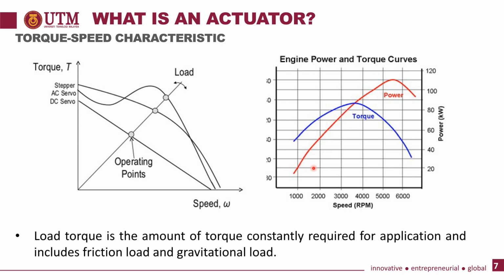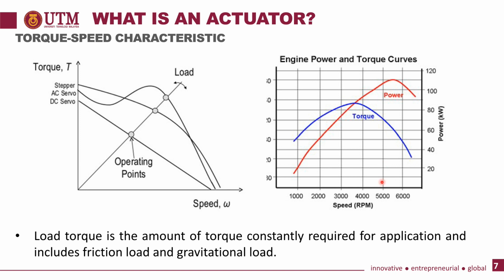Okay, as you can see here, power is obtained from the multiplication of speed and torque. Obviously, if the torque is higher and the speed is also high, the power will become higher. As you can see here, the power is maximum here because the speed keeps getting higher and the torque keeps getting lower, but it still needs to increase the power.